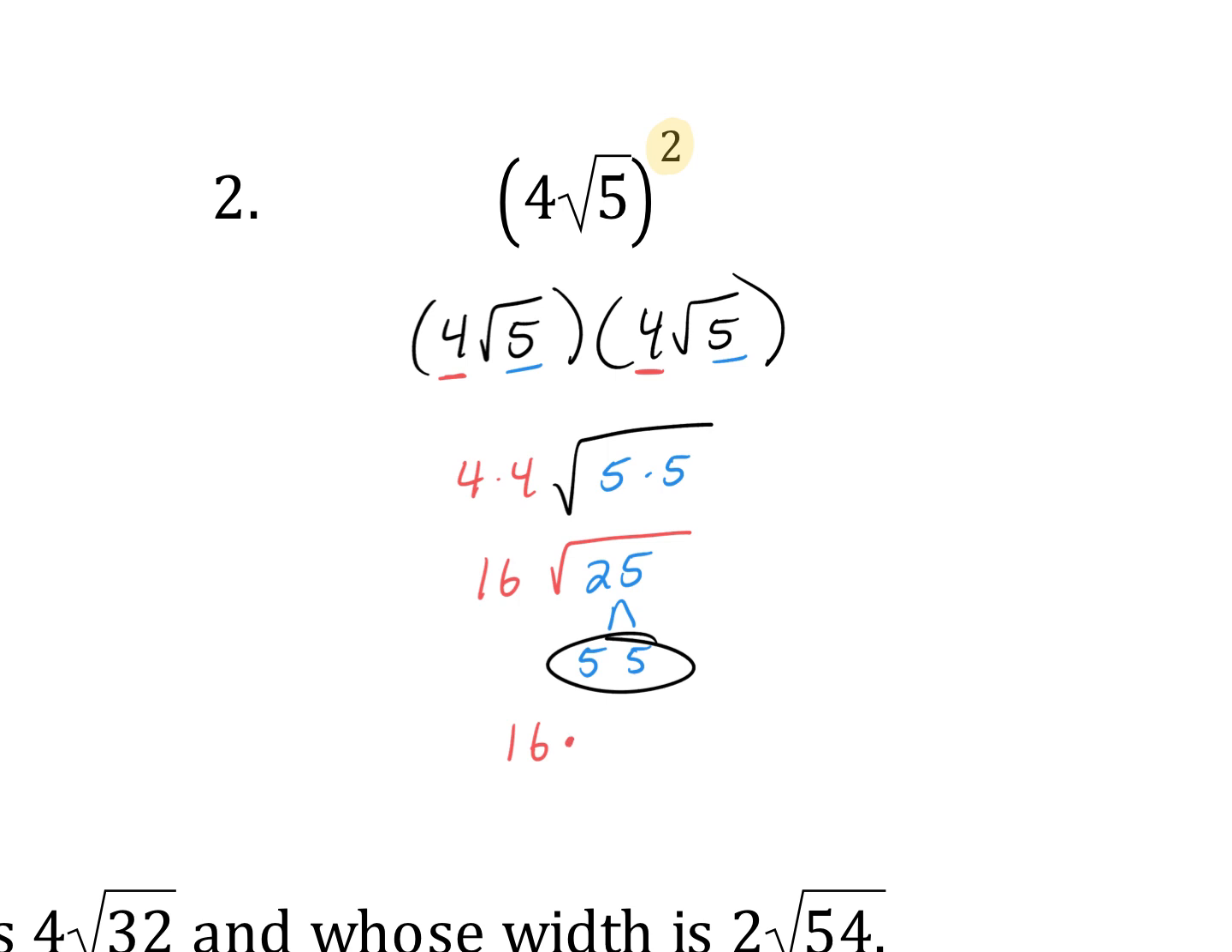16 times 5 goes on the outside now, because we have nothing left over, there's no radical sign. It's just now a whole number, and this is equal to 80. We don't need to simplify it. That is as simple as it gets. All right, I like that problem.